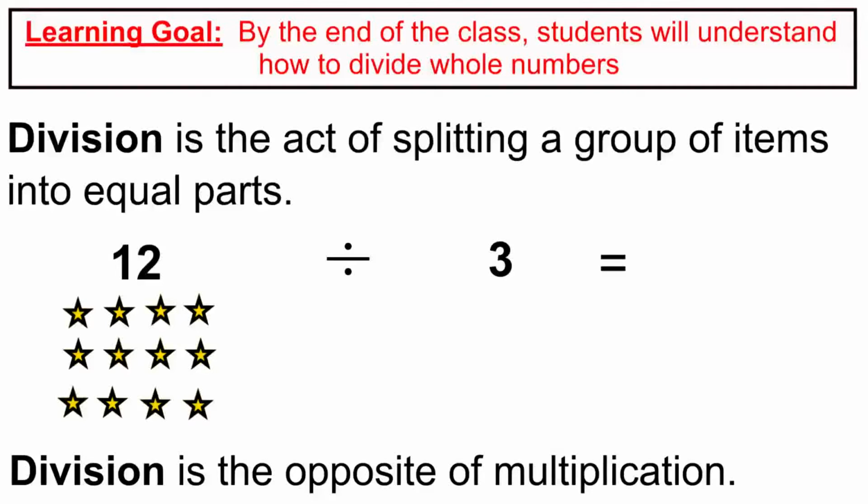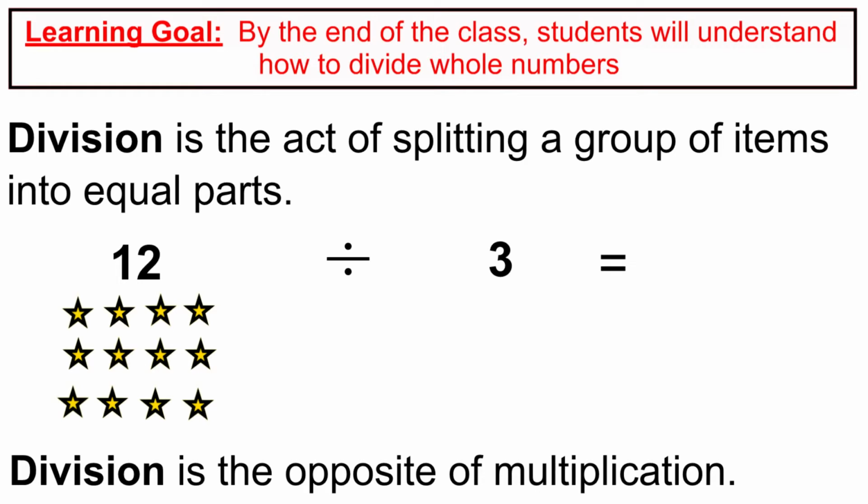So this video is all about division of whole numbers, and we're going to see some division that works out nicely and some division that maybe has a remainder, which we'll get to in a little bit. So let's start off with just a definition. Division is the act of splitting a group of items into equal parts, right?